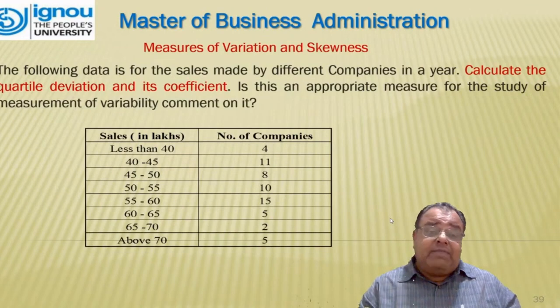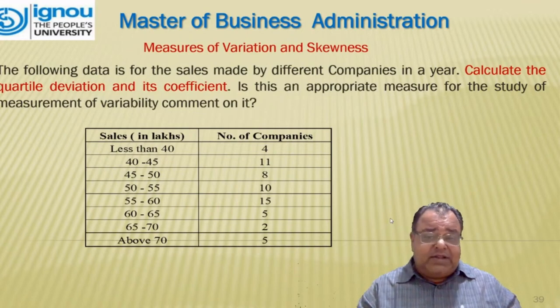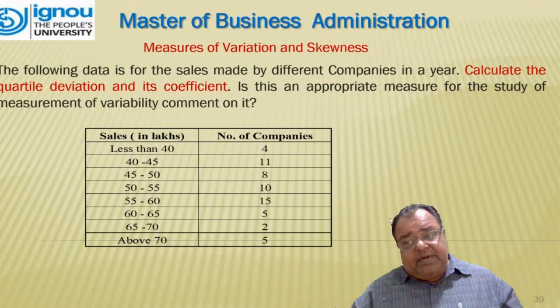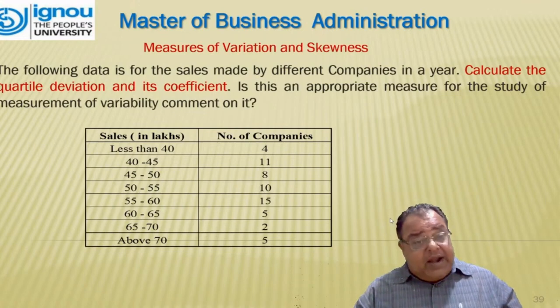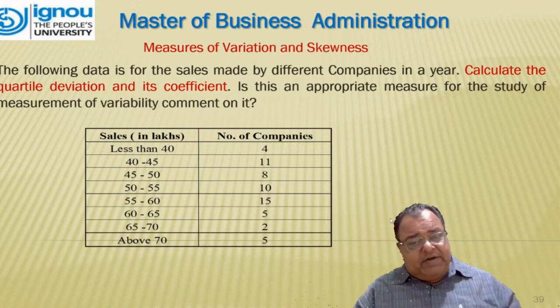Now we move to the second part, that is measures of variation and skewness. The following data is for the sales made by different companies in a year. Calculate the quartile deviation and its coefficient. Is this an appropriate measure for the study of variability? We have to comment on it. So this data is given to us.